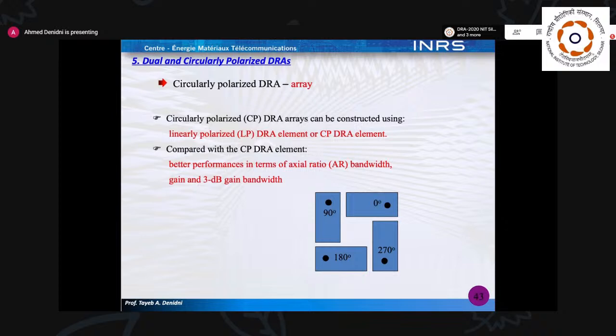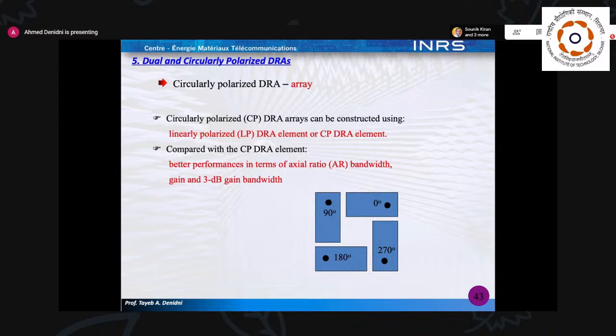Now, last but not least, to generate a circular polarizer, we can use an antenna array. We have four elements here, and we feed them with the same magnitude but with a different phase: 0 degrees, 90 degrees, 180, and 270. Each antenna is a linear polarizer, but the global output of the array generates the circular polarization.